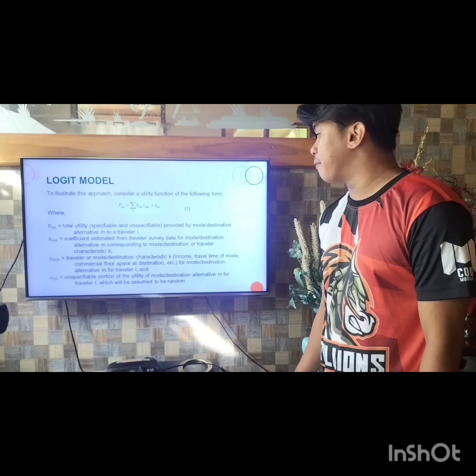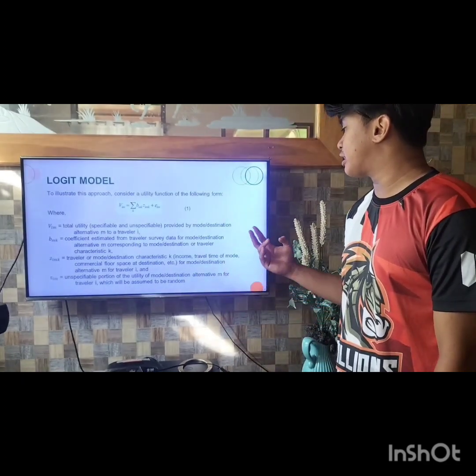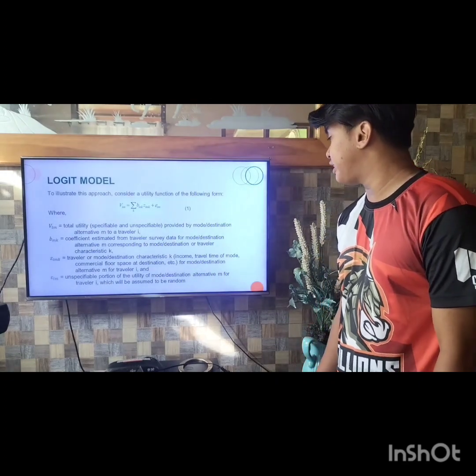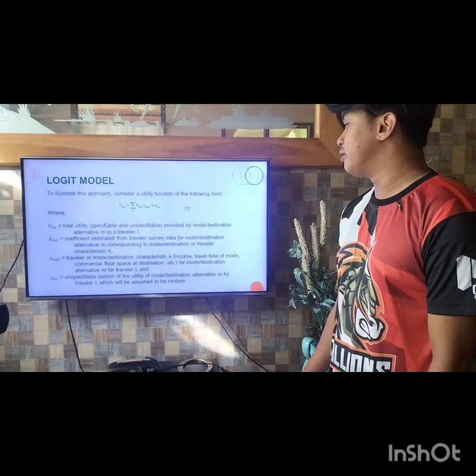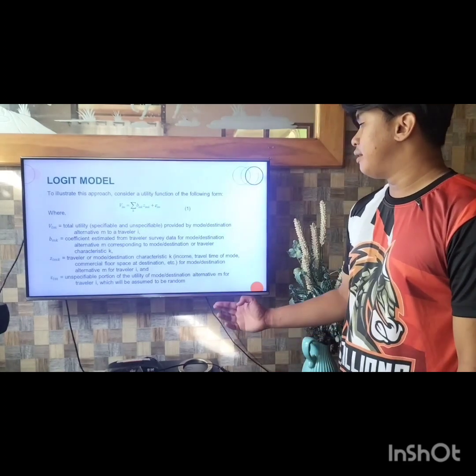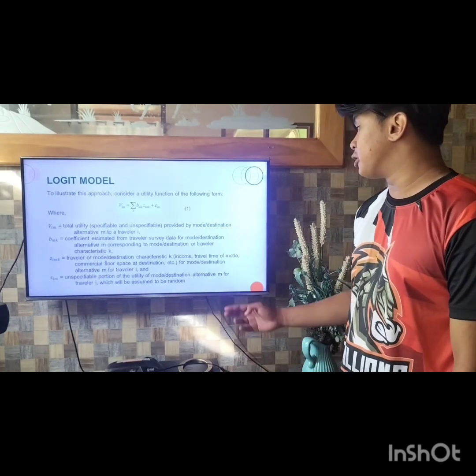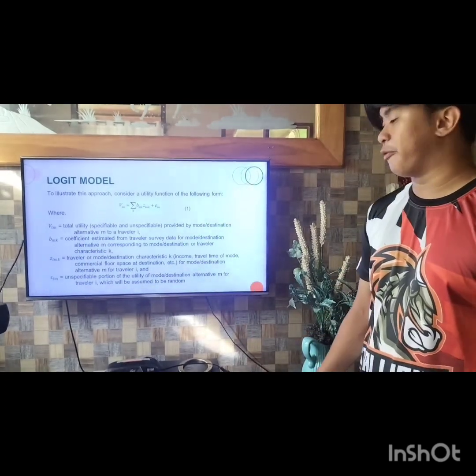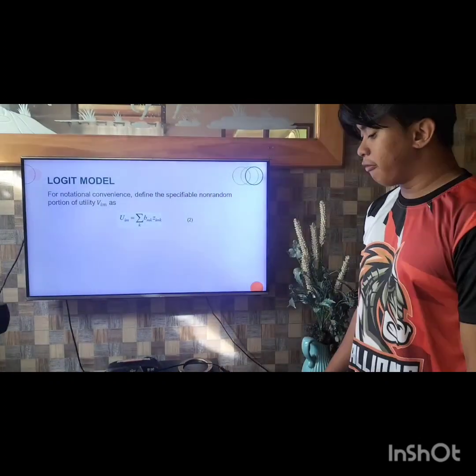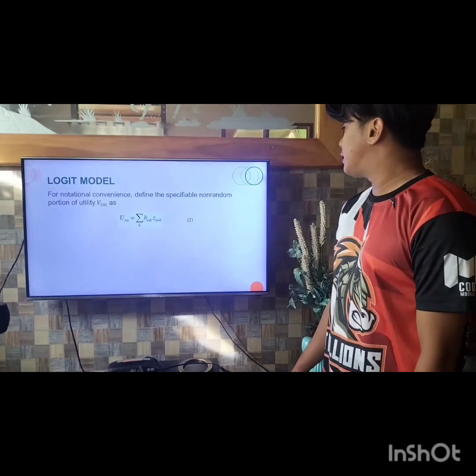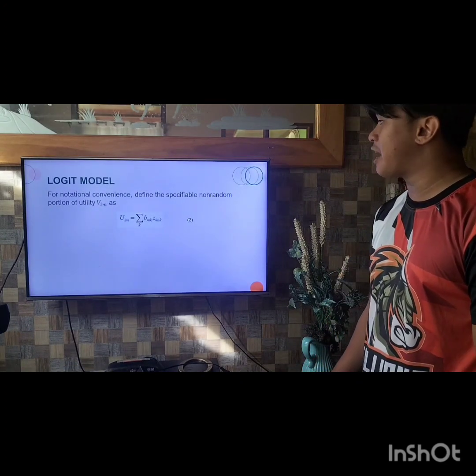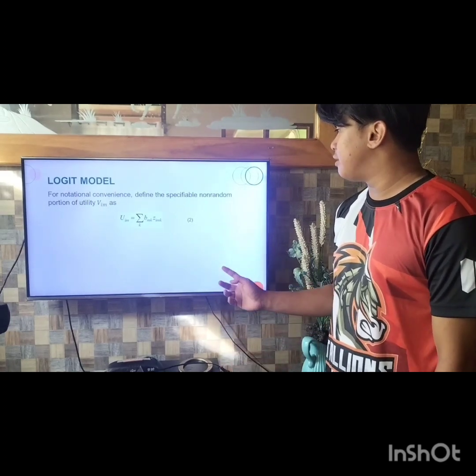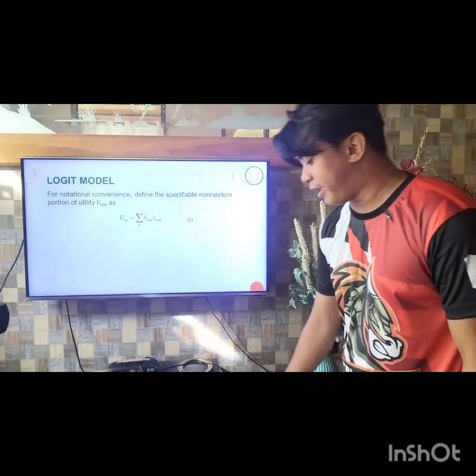And Z sub IMK is the traveler or mode-destination characteristic K, such as income, travel time of mode, commercial floor space at destination, etc., for mode-destination alternative M for traveler I, and epsilon IM is the unspecifiable portion of the utility of mode-destination alternative M for traveler I, which will be assumed to be random. For notational convenience, define the specifiable non-random portion of utility V sub IM as U sub IM, equal to the summation over K of B sub MK times Z sub IMK.